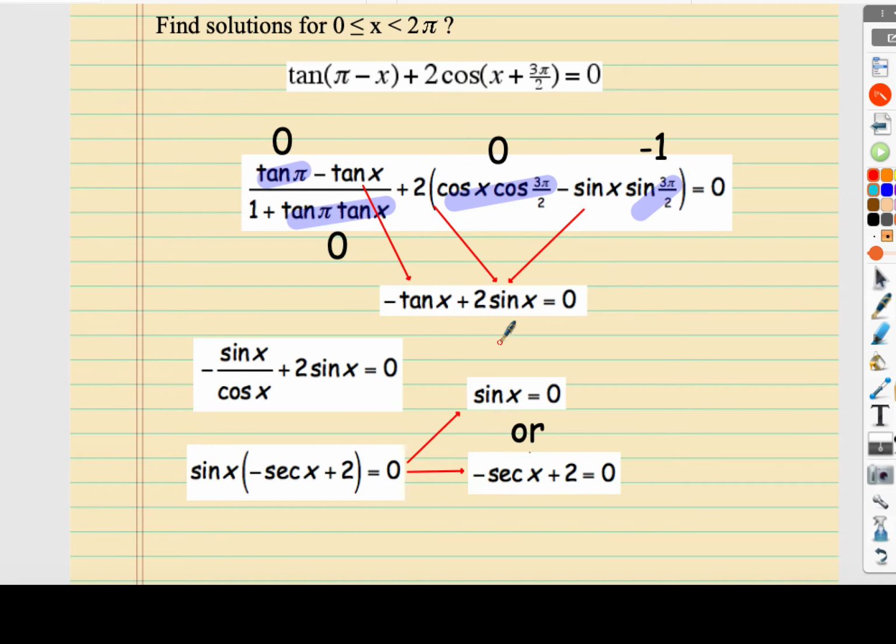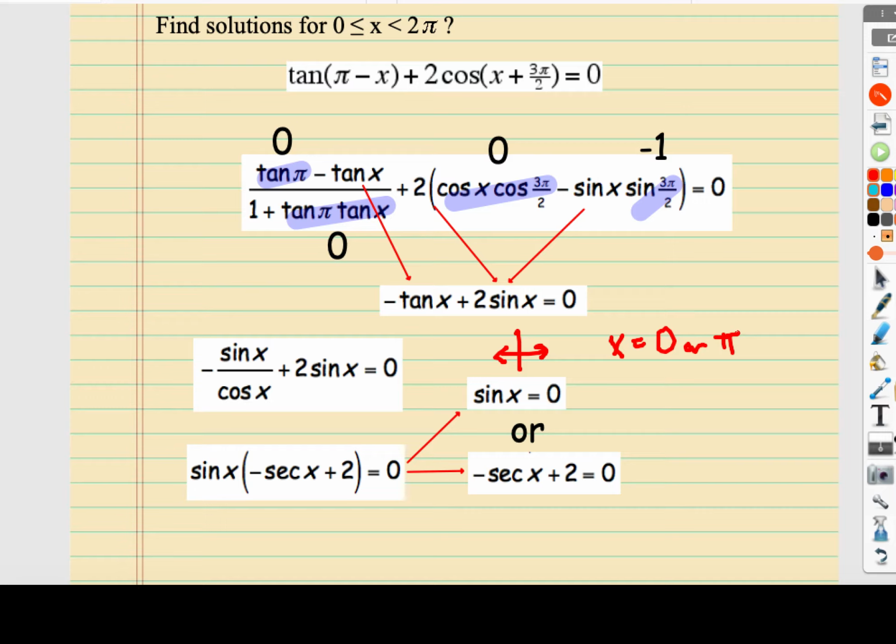And the sine of x equals 0. Again, if we think about our unit circle, sine of x equals 0 at 0 and at pi. So again, a couple of our answers, x equals 0 or pi. Let's see if we can't find a couple more.